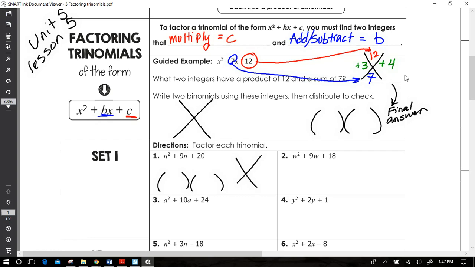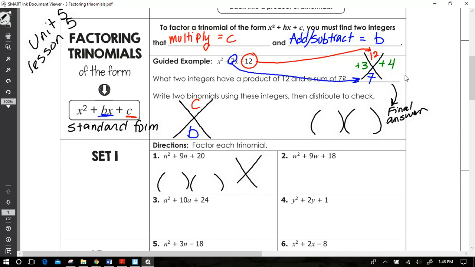So this is the C value, and this is the B value. And I'm getting these letters from the standard form of a quadratic function, which is x squared plus bx plus c, and this is what a quadratic function is going to look like. We will get into quadratic functions in our next unit. Right now we're building up to learning how to work with them.